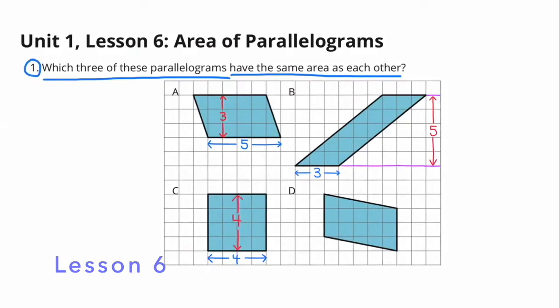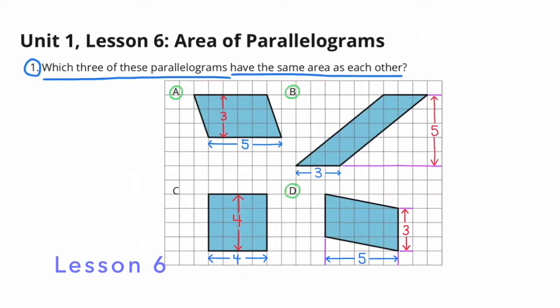The dimensions of figure C are 4 by 4. And the dimensions for figure D are 3 by 5. Parallelograms A, B, and D all have the same area as each other. And 3 times 5 is 15, so their area would be 15 square units.